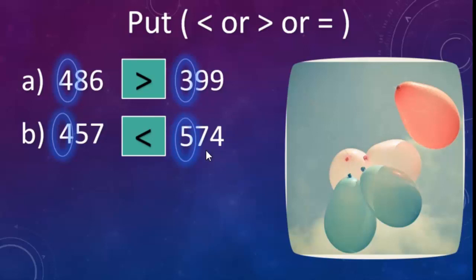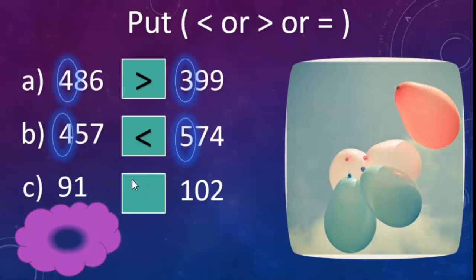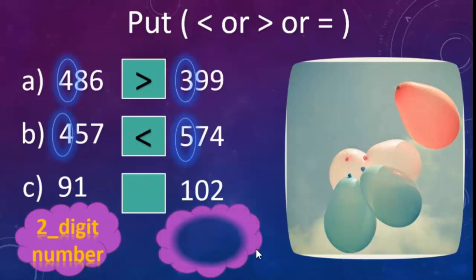The third question is 91, 102. 91 is a 2-digit number, but 102 is a 3-digit number. So any 2-digit number is less than 3-digit number.